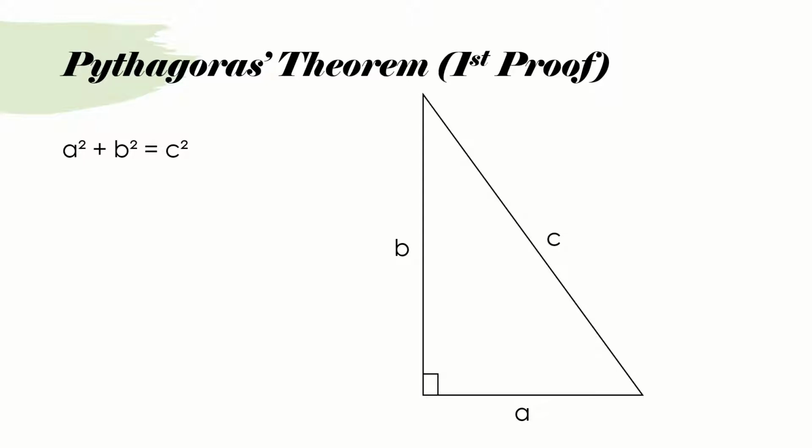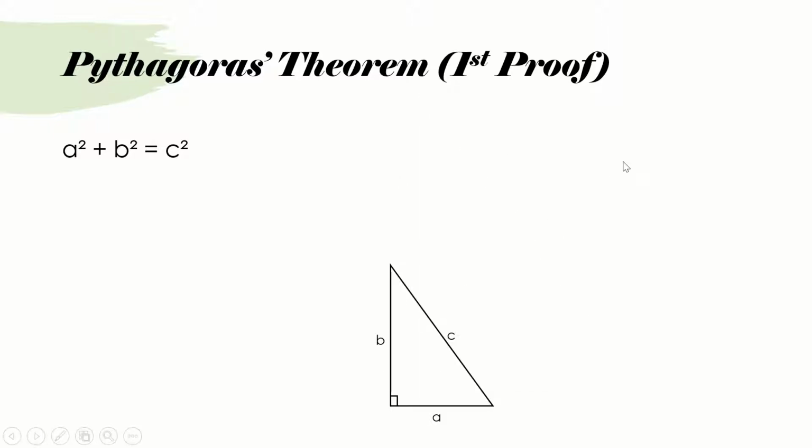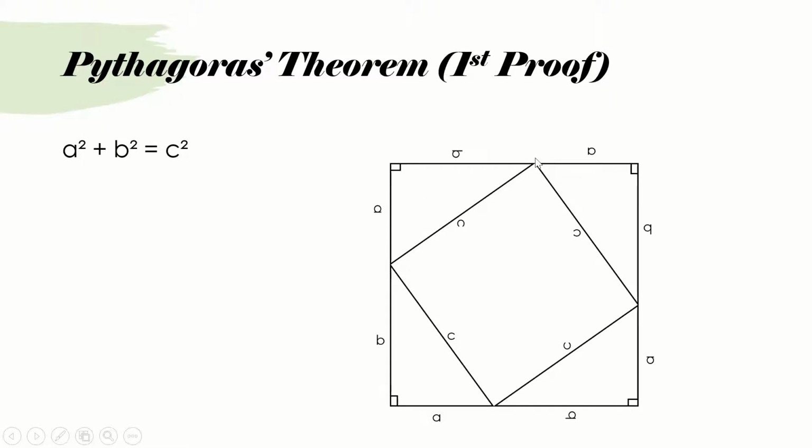But before we do the practice and I show you some examples, we have to prove that this theorem is true. So I have this triangle, and I have 4 of it. Put one on this side, and the other two on the right side here. So why do I do that?